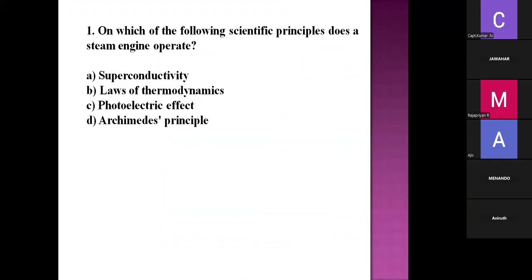On which of the following scientific principles does a steam engine operate? Option A, superconductivity. Option B, laws of thermodynamics. Option C, photoelectric effect. Option D, arithmetic principle. What is the correct answer? Anybody know?